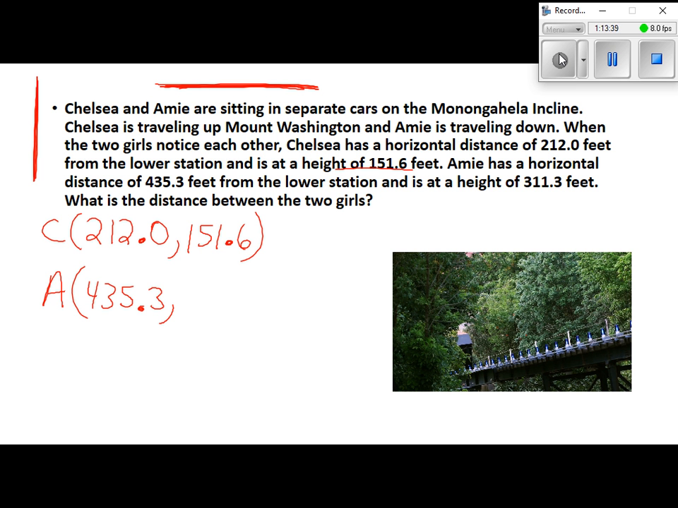435.3 feet, and a height, her vertical distance, of 311.3 feet. So those are the ordered pairs for the two girls: 212.0, 151.6 for Chelsea, and for Amy, 435.3, 311.3.